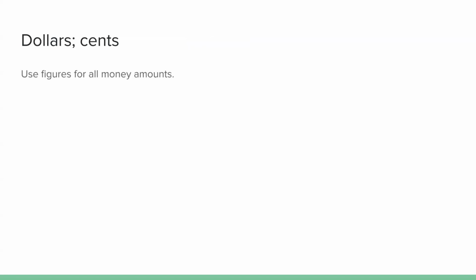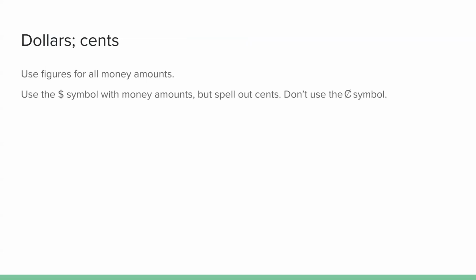Okay. Money amounts, use figures for all amounts of money. The dollar symbol needs to be used in front of the numbers. However, we don't use the cent symbol in AP style. It's actually rather difficult to type the cent symbol these days because it's not a symbol that's on computer keyboards, and usually you have to do a special character to get it to work. I had to Google how to do it to make the slide actually.